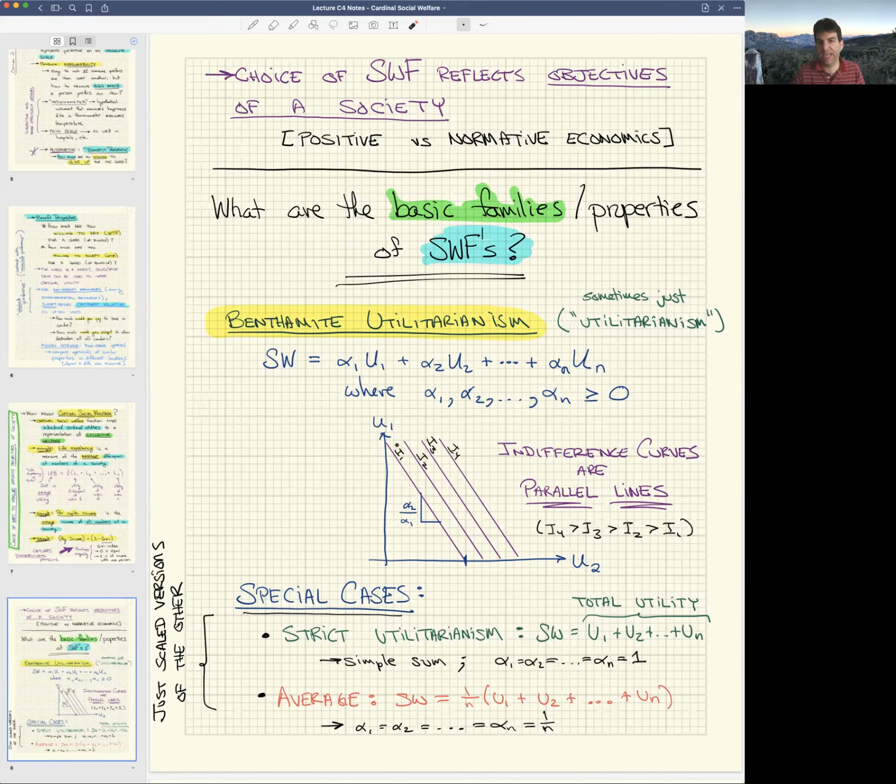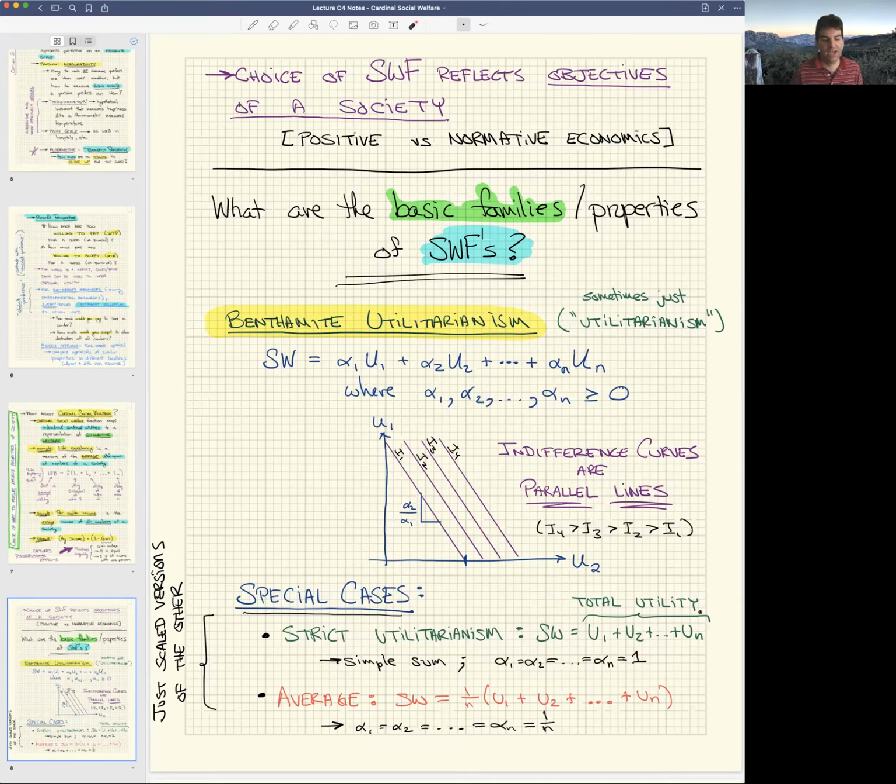Now, there are 2 special cases of Benthamite utility functions. Either where you set all of the coefficients equal to 1, in which case we are just summing up all of the utilities. And that's called a strict utilitarian social welfare function, or we might just call it the total utility social welfare function. So if we want to maximize total utility, or minimize total pain, or maximize total income, then that is what we're modeling here.